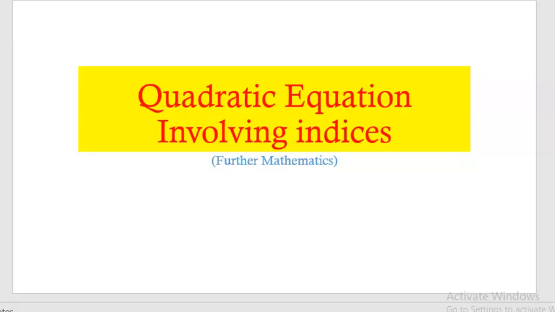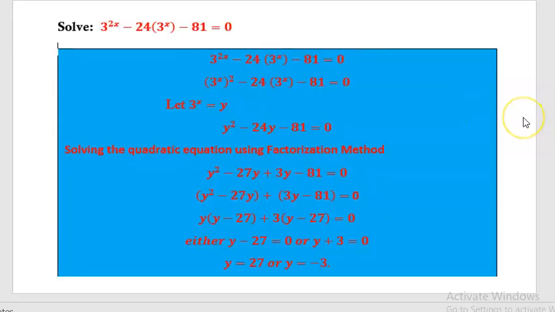The student asked me to solve the question I want to solve here today for him, and it's a quadratic equation involving indices. It's a further math question, or you can still say math question. So the question is this: solve 3 raised to power 2x minus 24 (2 raised to power x) minus 81 equals 0. 3 raised to power 2x minus 24 into 3 raised to power x minus 81 is equal to 0.